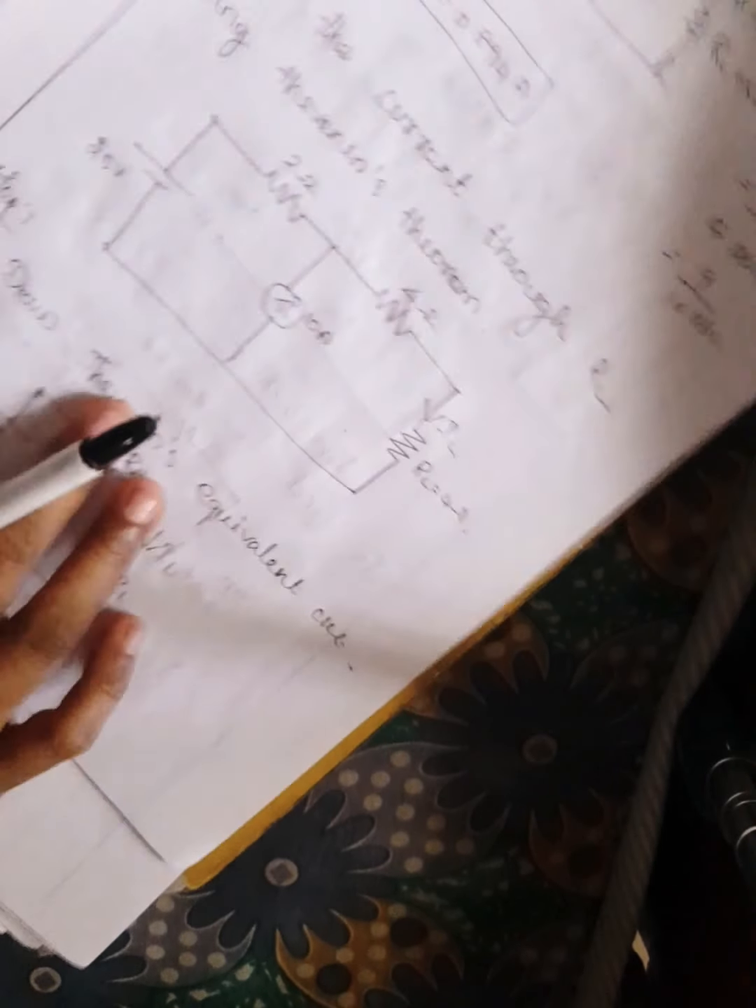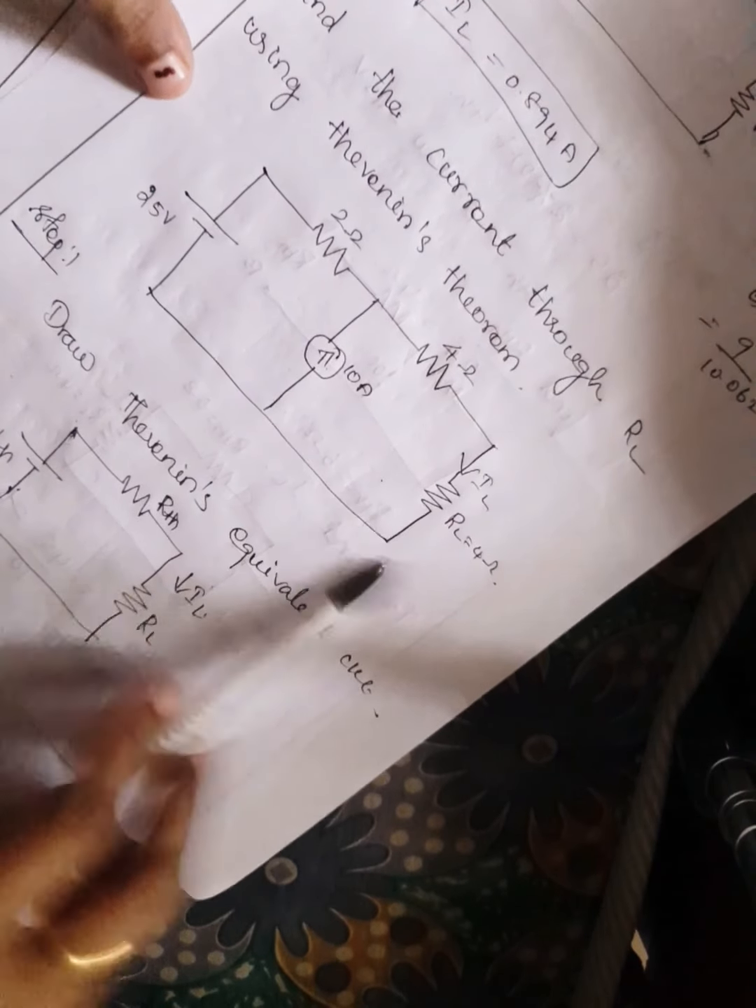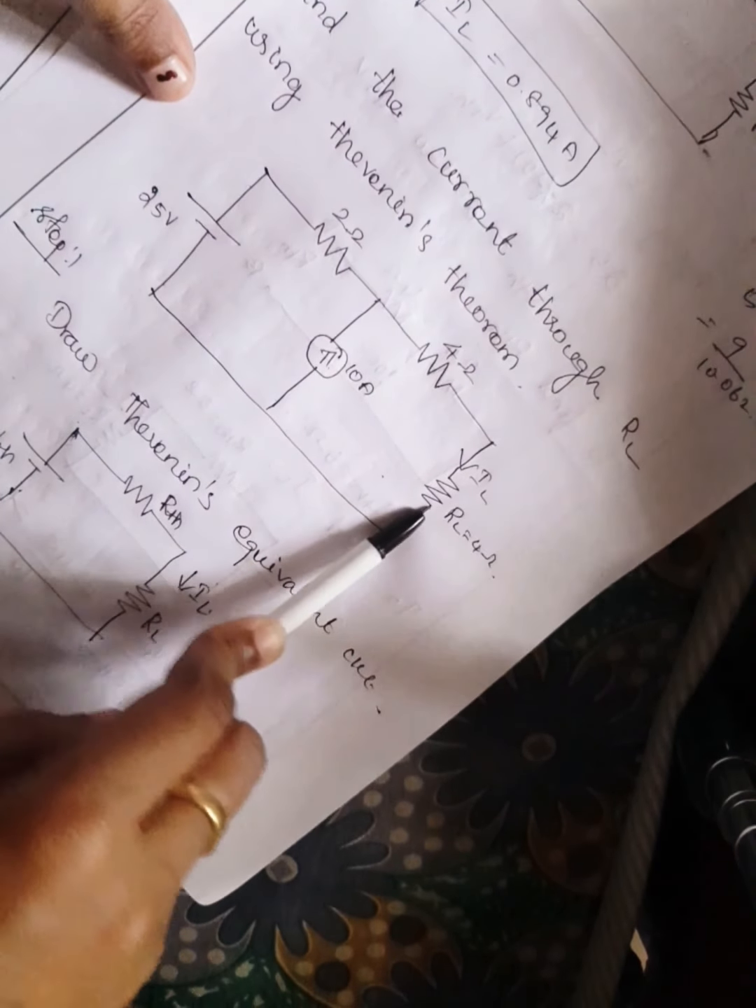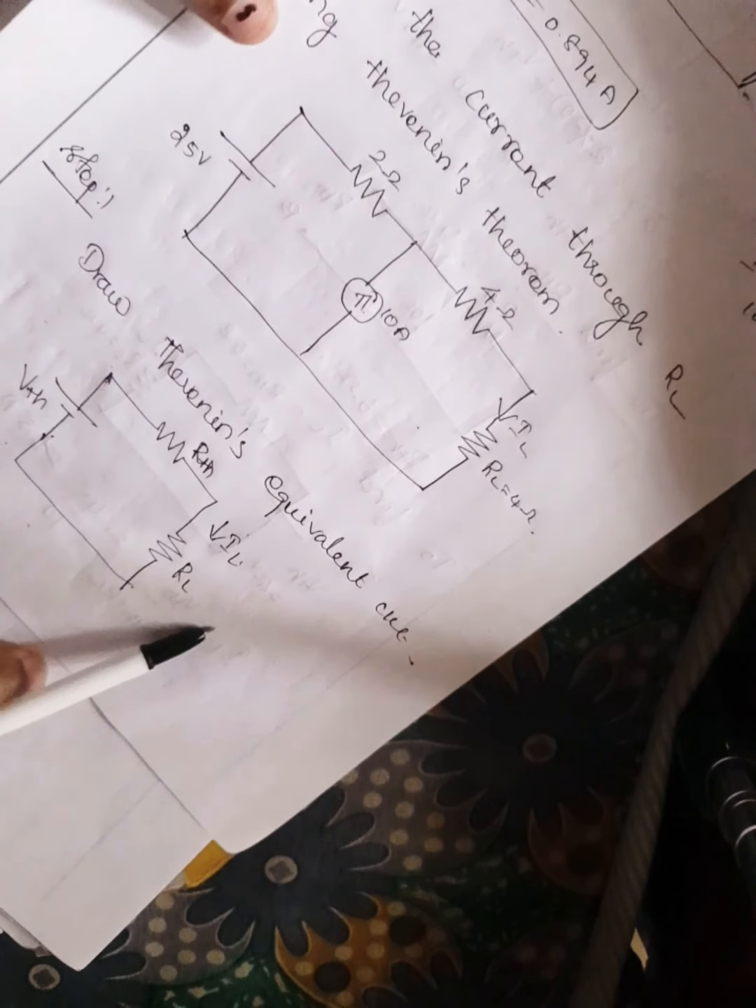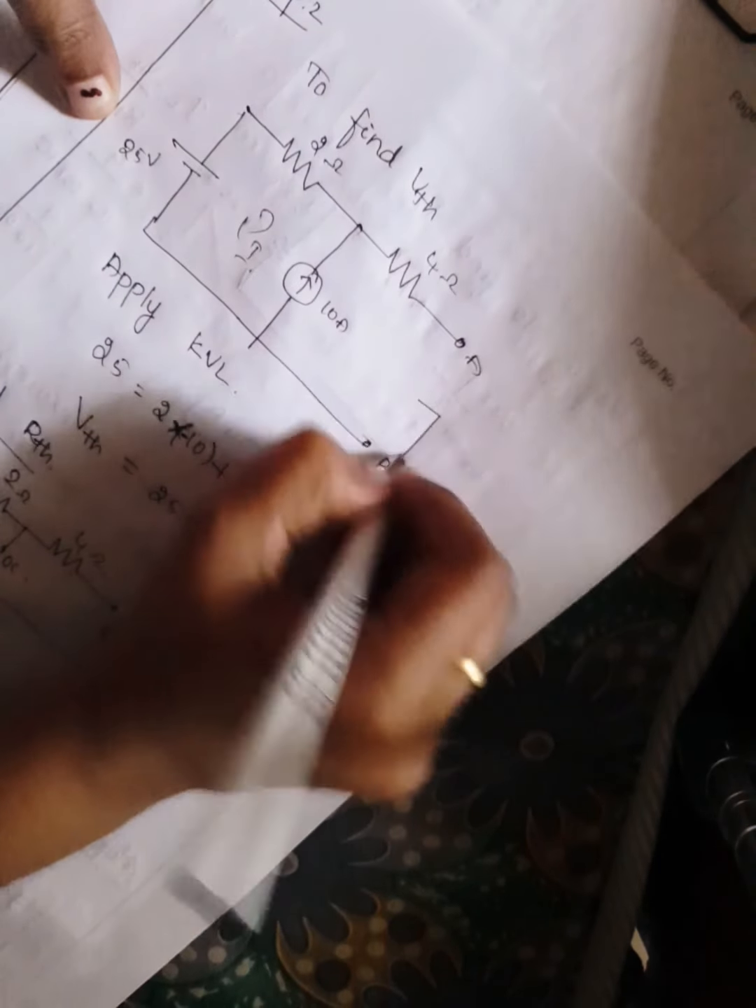Okay, you can see another problem. Find the current through RL using Thevenin's theorem. You want to find the current through this load resistance. Okay, so first draw the Thevenin's equivalent circuit, VThevenin, RThevenin, and RL equal to 4 ohm. So first you want to find VThevenin. How will you find VThevenin? Open circuit the load resistance.